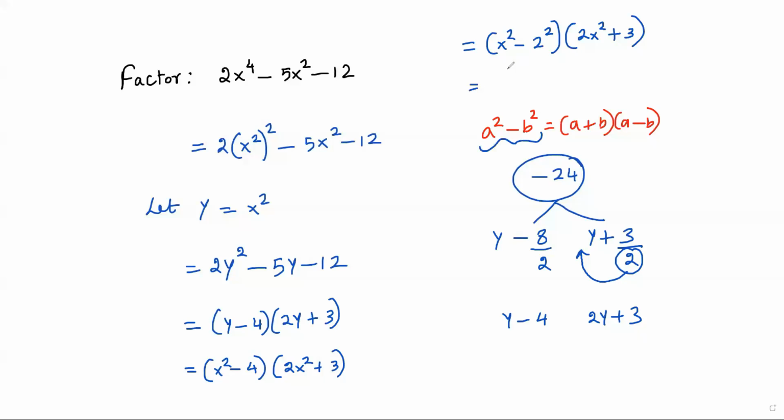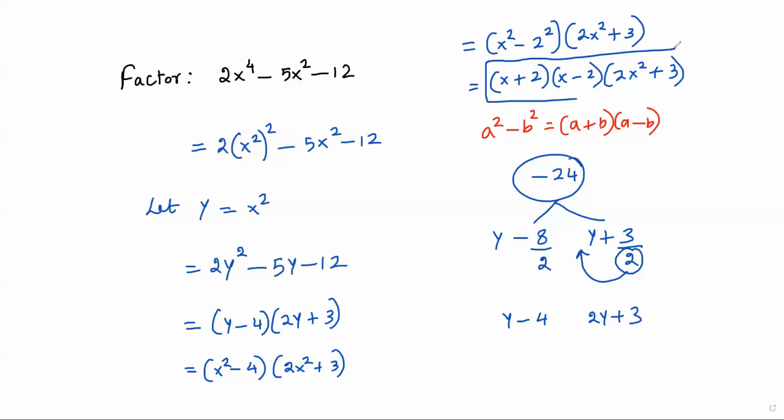So when you compare this and this, instead of a we have x, instead of b we have 2. So for a plus b, we can write x plus 2. For a minus b, we can write x minus 2. So this is the factored form of this expression. We can write the other factor as it is, since it cannot be factored anymore: 2x squared plus 3. So this is the factored form of the given expression 2x to the fourth power minus 5x squared minus 12.